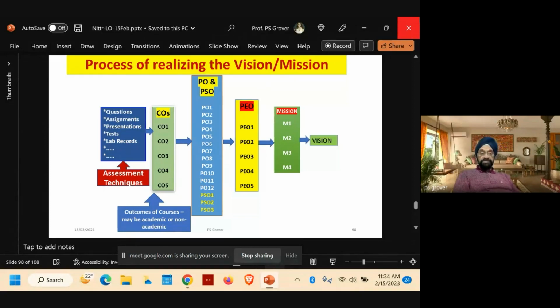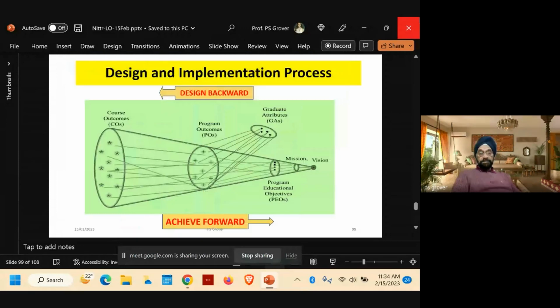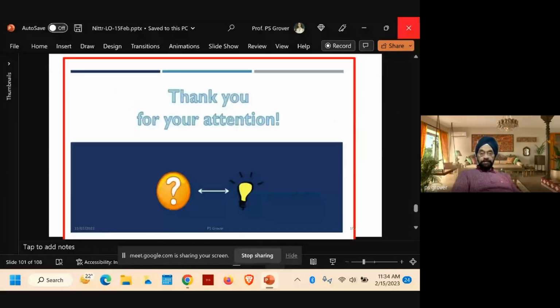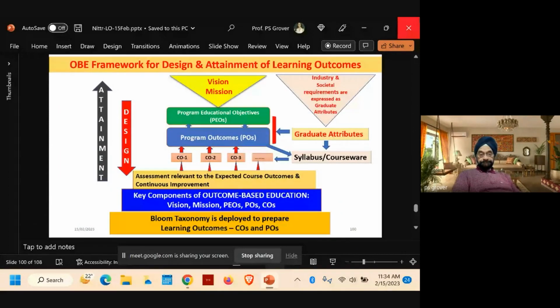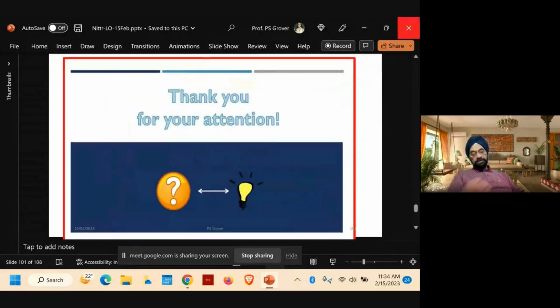The reason I am saying this is that the course outcome and program outcome are the central objects of achieving and implementing the outcome-based education system. When we look at the attainment, etc., everything comes from here.